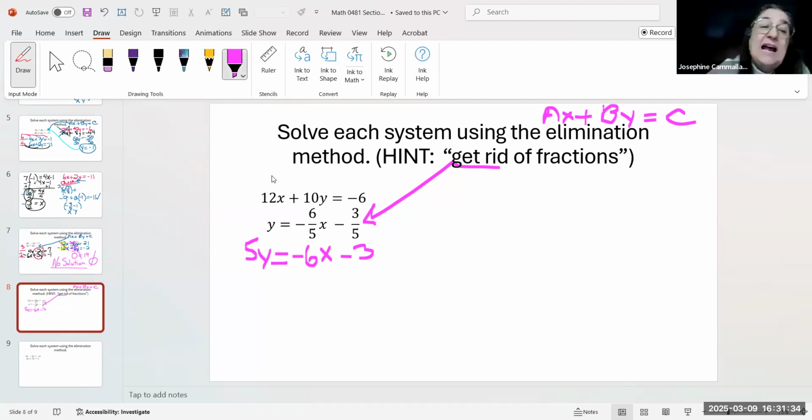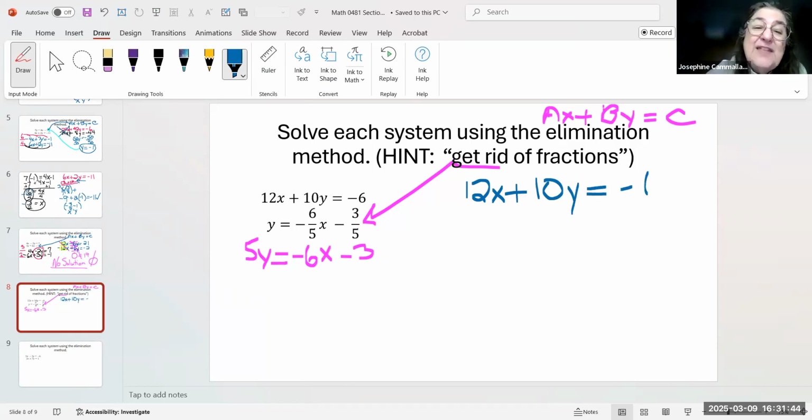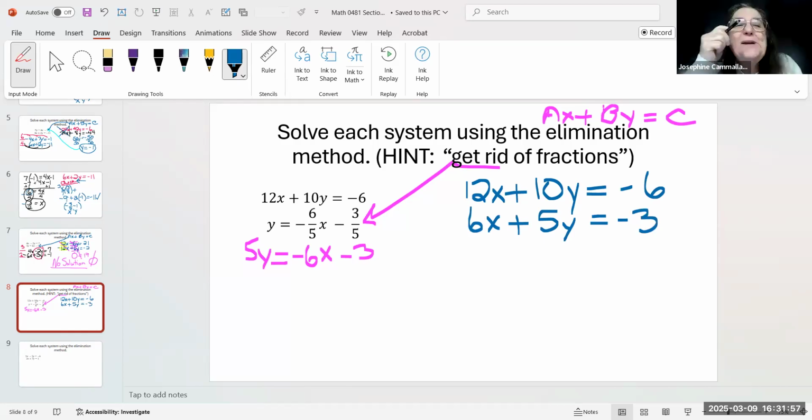Now, I'm going to take and write 12x plus 10y is equal to negative 6. But then I'm going to write 6x plus 5y equals negative 3. Okay, this, as you see, my columns. The x's are going to give me an 18x because 12 plus 6.